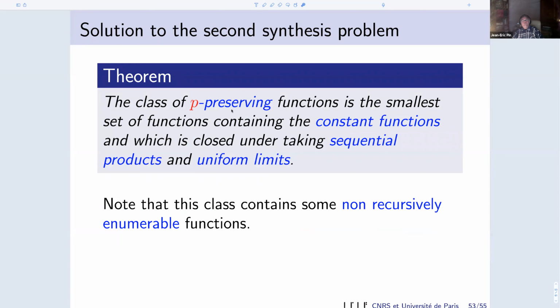The set of all P-preserving functions is the smallest set of functions containing the constant functions, which is closed under taking sequential products and uniform limits. So we have a complete description of this family. You have to observe that this class contains some non-recursively enumerable functions. Because of the uniform limits, you can get difficult stuff. I think there is still an example.